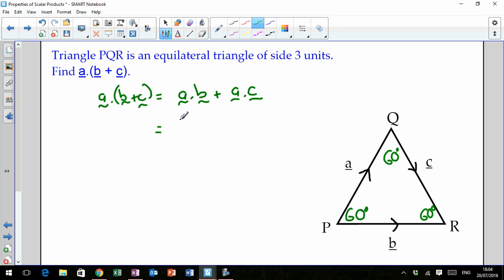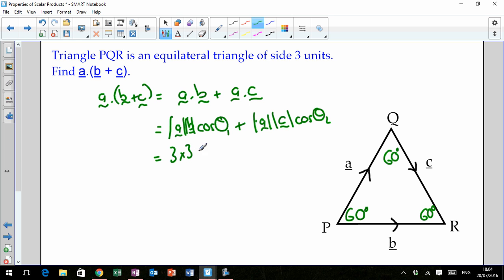Now I don't have the components, so I can't just multiply and add. I need to do the magnitude of a multiplied by the magnitude of b, cos of the angle. I'm just going to call it theta1 to separate them because they may be different. Plus the magnitude of a times the magnitude of c, cos of theta2. So a dot b is going to be 3 times 3, the magnitudes, times cos 60.